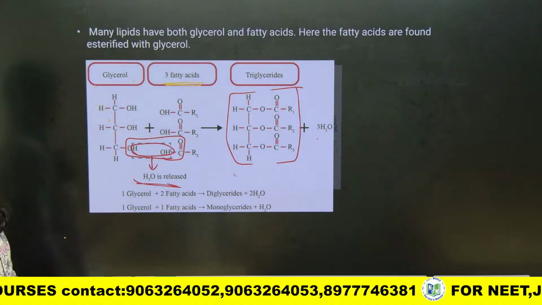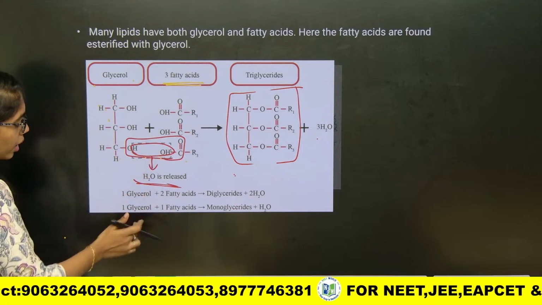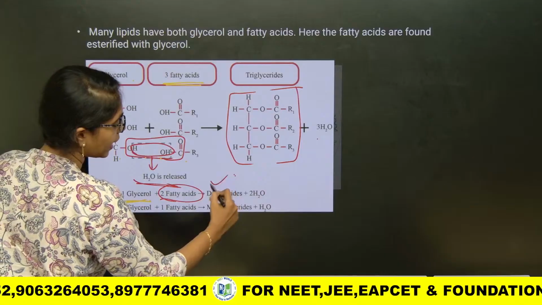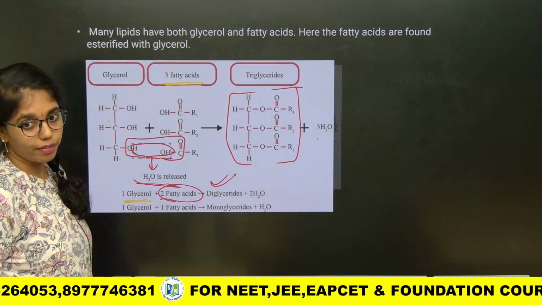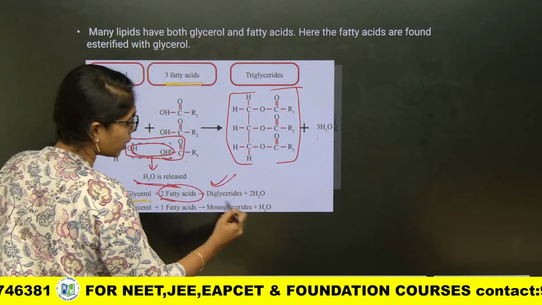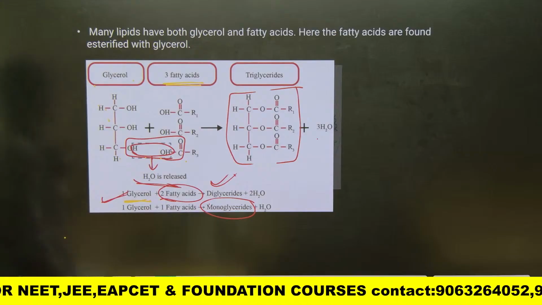Have you understood how the bond is happening between carboxyl group and OH group? Okay. So, here you see, 1 glycerol plus 2 fatty acids, diglycerides we will call it as. 1 glycerol with 1 fatty acid we will call it as what? Monoglycerides. Clear? Understood, right? Next.